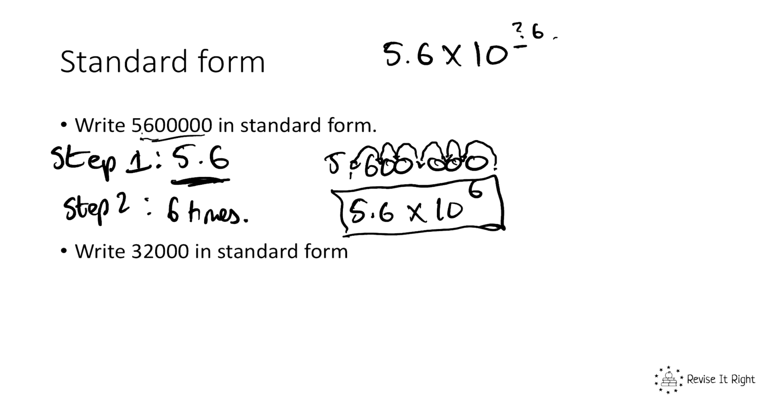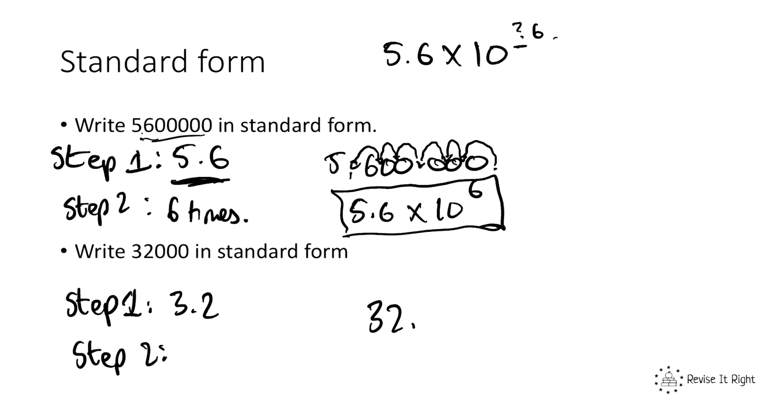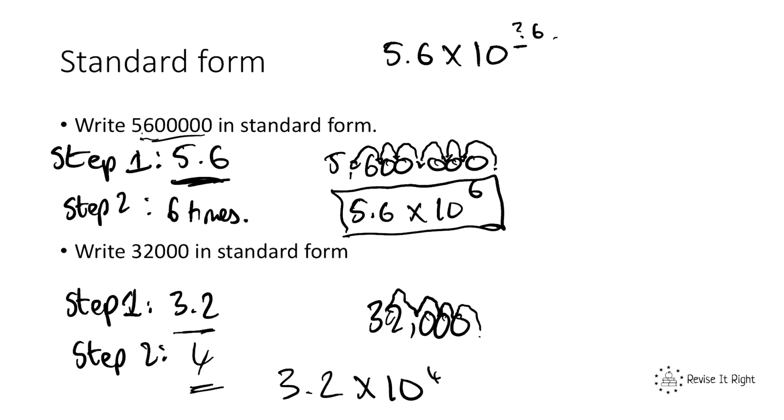Let's do another one just to make sure you understood. So step 1, what number between 1 and 10 is this going to make? So 32,000 is going to make 3.2. And then step 2, how many times has the decimal place moved to go from 32,000 to 3.2? So 1, 2, 3, 4 times. So we write 3.2, which is the number from here, times 10 to the power of 4, which is the number from here.